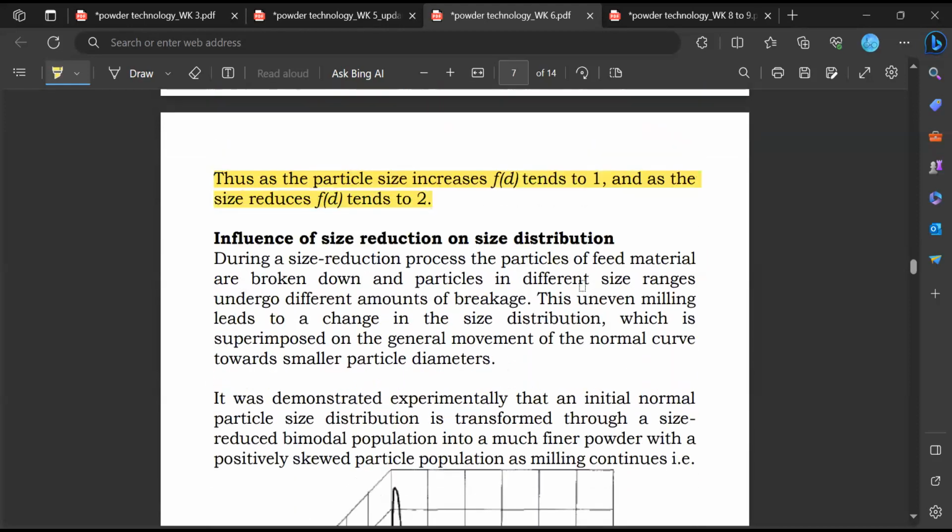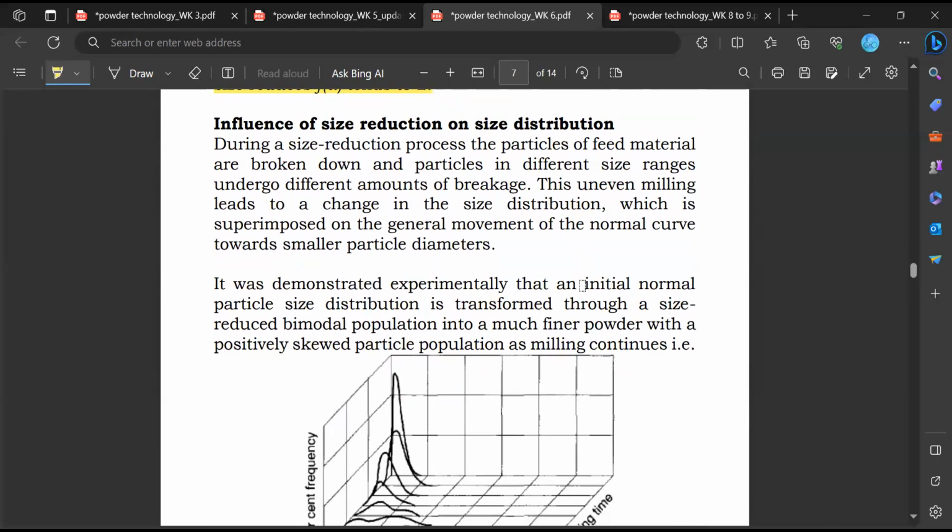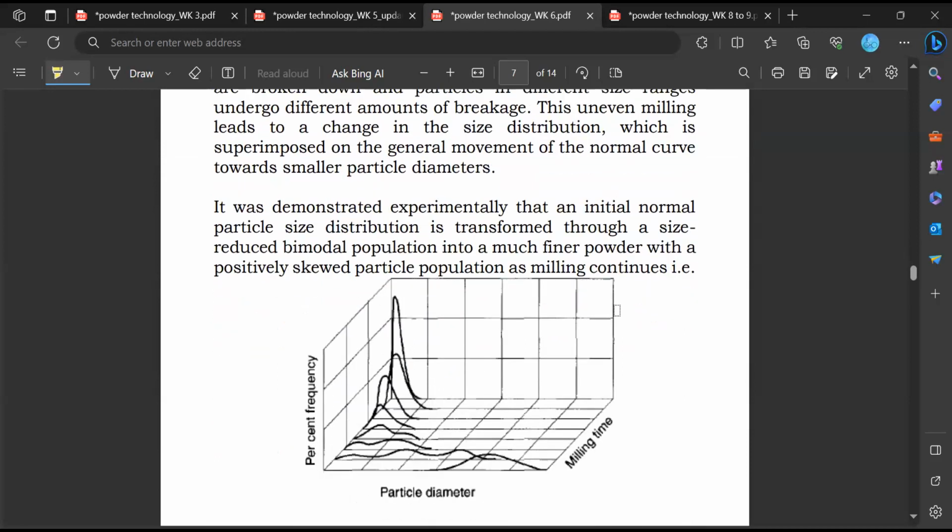For this one, influence of size reduction on size distribution: when you're reducing the size, you don't expect to have all the same sizes. You'll have a range. So when you plot a graph, it will usually have this kind of shape, where you'll see that the extremes are on a lower side compared to the one in the middle, which is higher in frequency.